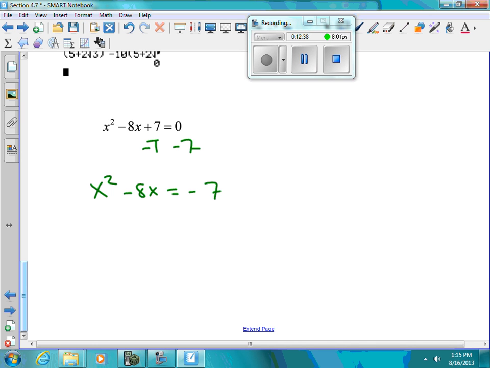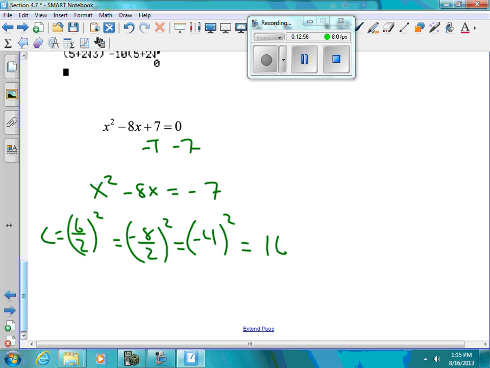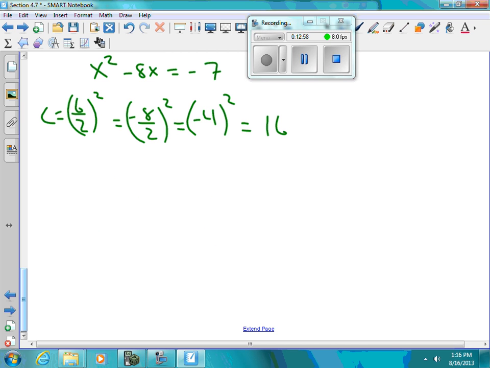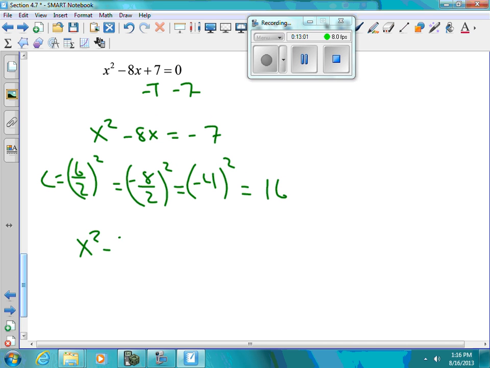And then we're going to add (b over 2) squared to both sides. So we're going to add that to both sides. Our b is -8, so -8 divided by 2 is -4, squared, which is 16. So we're going to add 16 to both sides. And that's legal because we're adding the same thing to both sides. So we simplify this. We get 16 and -7. That makes a +9. Can we factor x squared minus 8x plus 16?